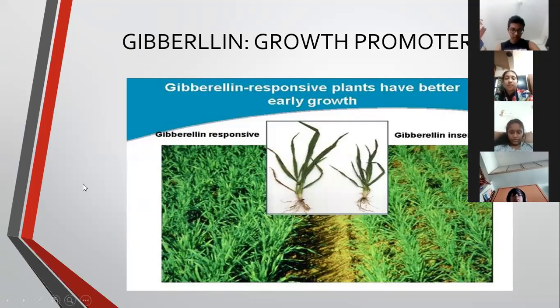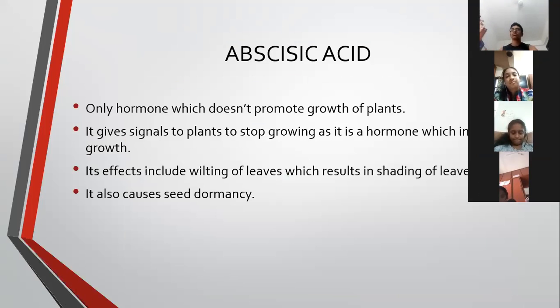Yes, ma'am. So now the last hormone of plant, abscisic acid. As I told in the beginning of the session also, these 3 help in growth of the plant. Abscisic acid helps in inhibiting the growth of the plant. That means it stops growth of any plant. So first function, most important function of abscisic acid is it inhibits growth of a plant. It doesn't promote the growth of a plant.